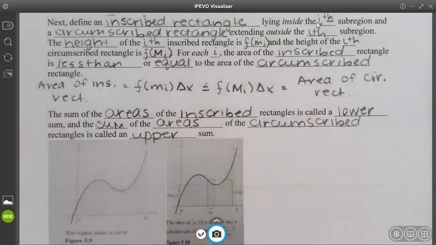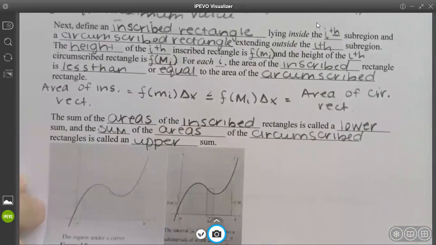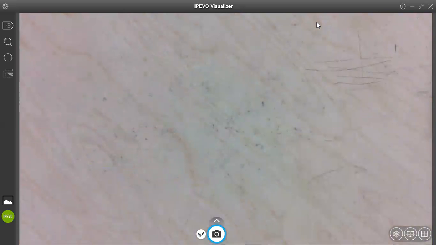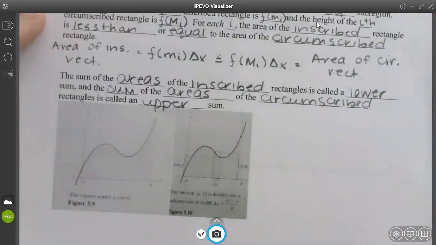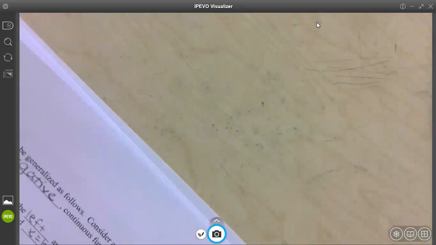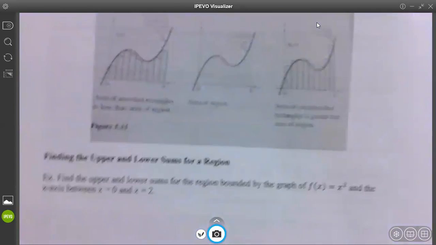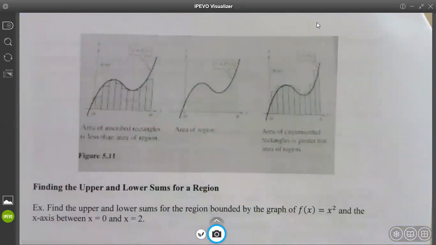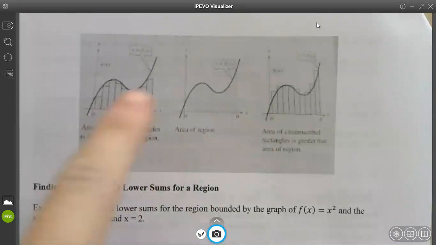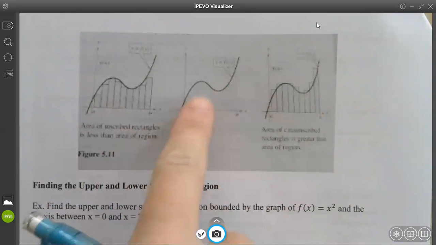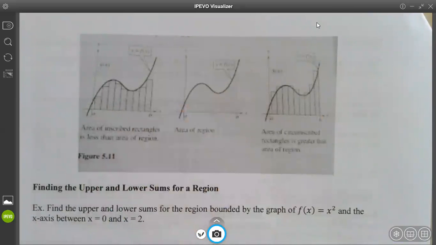So again, just some figures that go along with all of that verbiage on this page. All right. So again, the area inscribed is going to be less than the actual area, and then circumscribed is going to be actually over the area. This, if you could touch every point, would be the exact area. So that's all that figure is showing you.